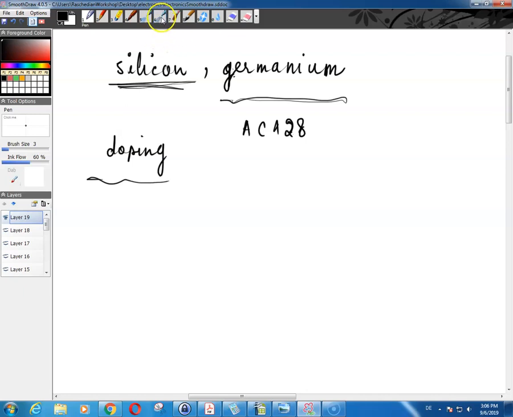Now, based on which impurity is added to a region of a semiconductor crystal, that region is said to be either N-type or P-type. So that region of the semiconductor crystal, depending on which impurity has been added to it, is called N-type or P-type. And of course this is then used in making, for example, NPN transistors or PNP transistors and so on and so forth. So the whole thing is connected together.